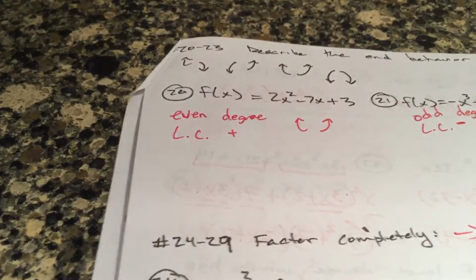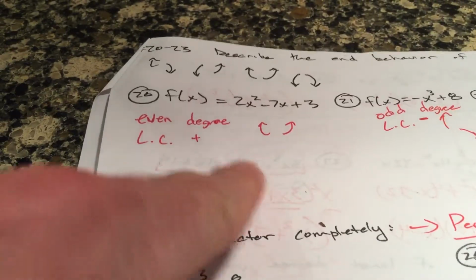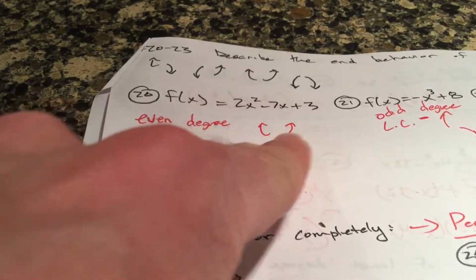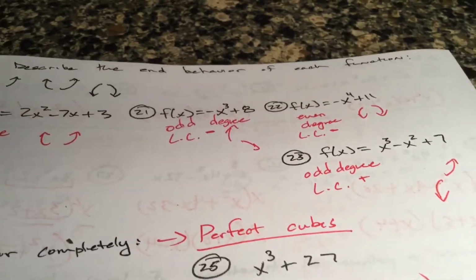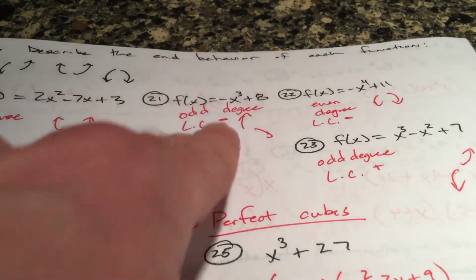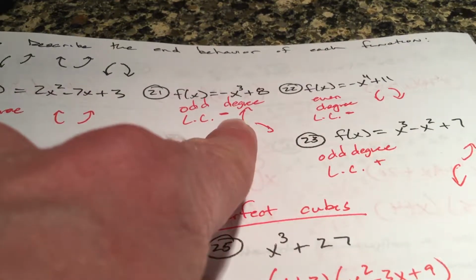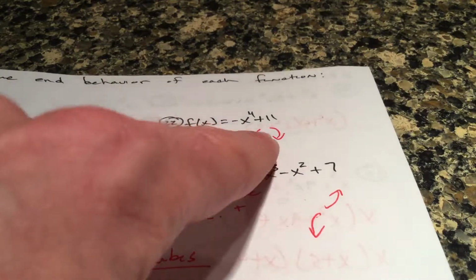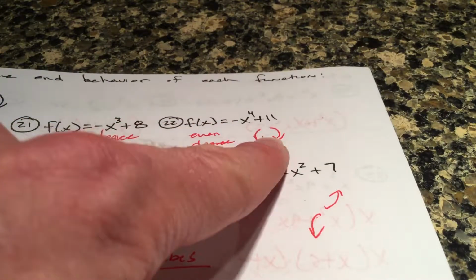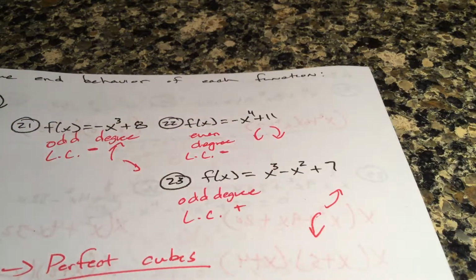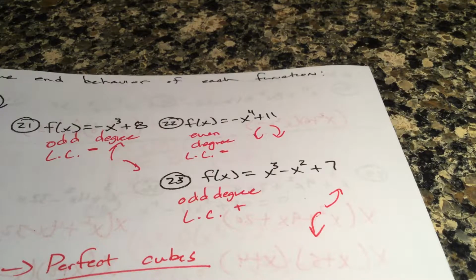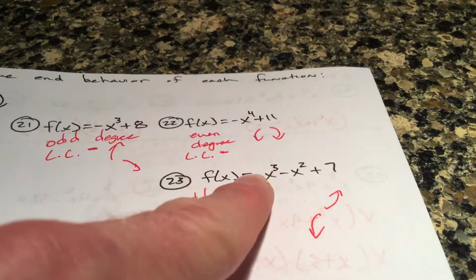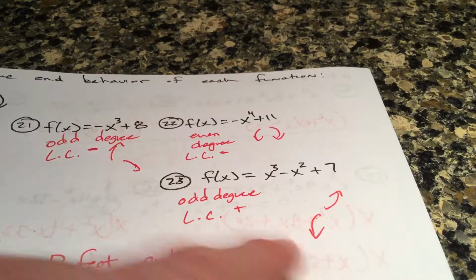Describe the end behavior. So it's even degree. The leading coefficient is a positive 2. Up, because it's even, it goes in the same direction the other way. Odd degree, leading coefficient is negative. So it ends by going down because it's odd. It goes in the opposite direction. 22, even degree function. The leading coefficient is negative, so it ends by going down, and the other way, same direction. And then lastly, odd degree, leading coefficient is 1, ends by going up, and south in the other direction.